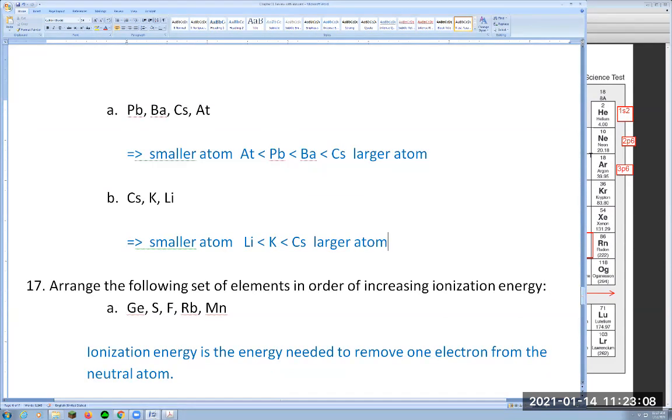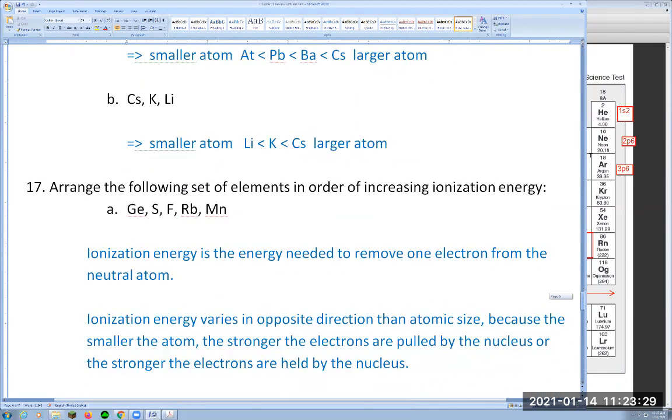Ionization energy is the energy needed to remove one electron from the neutral atom, and the atom has to be in the gas state. You don't have to remember this, but that's the energy needed to remove one electron from the neutral atom. And so ionization energy actually varies in the opposite direction than the atomic size. So when you have learned how atomic size varies, then it's the opposite for the ionization energy. Because the smaller the atom, the stronger the electrons are pulled by the nucleus, and the stronger the electrons are held by the nucleus, right?